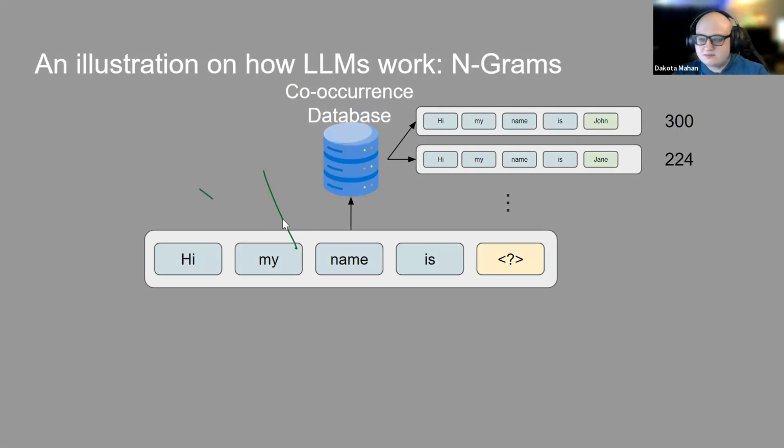Basically, we turn these counts into a probability. We count how many are in total in the database. Let's say the answer is 500. Then we'd have about 30% for John, and 44% for Jane.